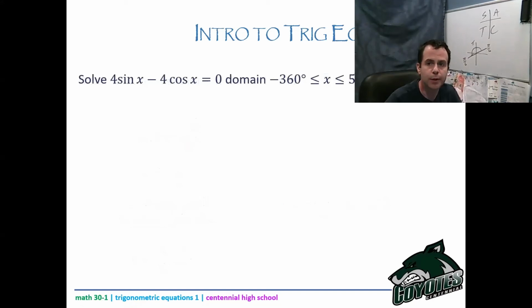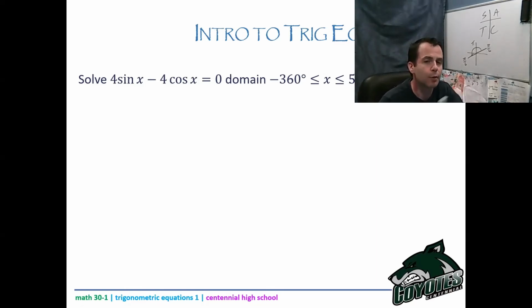Okay, and then the last question here, we did a couple of things to you. Solve 4 sine x minus 4 cos x equals 0. And it's in the domain negative 360 to 540. So we gave you kind of a wonky domain. And this one's a little different when we solve.